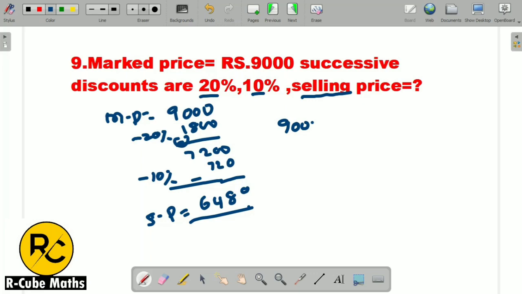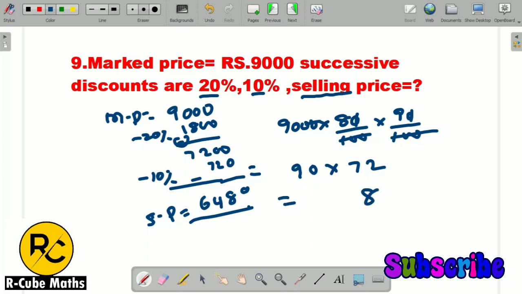The mark price is 9,000. The first discount is 20%, so after subtracting 20% from 100% we get 80 by 100. The second discount is 10%, meaning 100 minus 10, 90 by 100. Here the zeros in the denominator and numerator get cancelled. This is another method. We can do it simply this way too, reducing each discount from 100 successively to get the selling price.